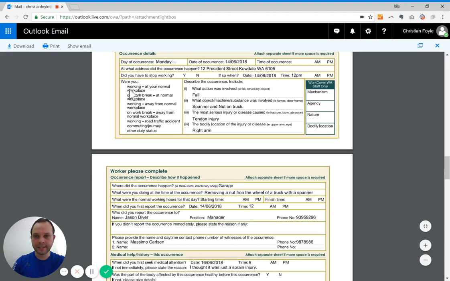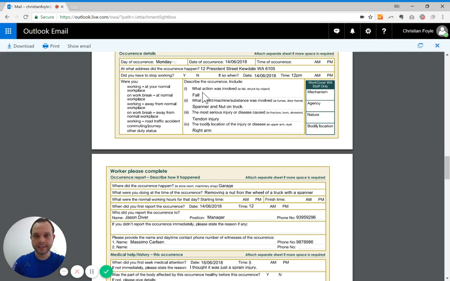On the left-hand side here, you'll see that you have to state whether you were working at your normal workplace or another category applies to you. And then in the middle here, you have to give a rough rundown on how the accident happened. So this one is based on a previous client that we had. He was using a spanner to take a nut off a truck when he fell down, and he suffered a tendon injury to his arm.